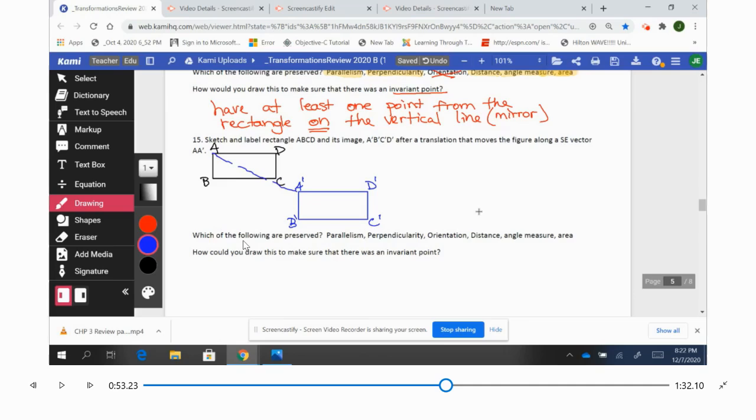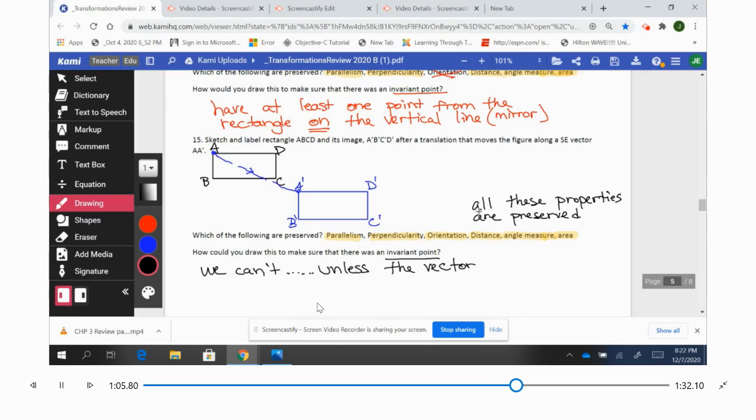Let's see. Which of the following properties are going to be preserved? All of them. The only thing that happens in a translation is we are going to displace every single point. Every single point is going to move the same amount and the same direction. So when we get down to this part about invariant point, it is going to be not possible. Every point is going to move the same amount.